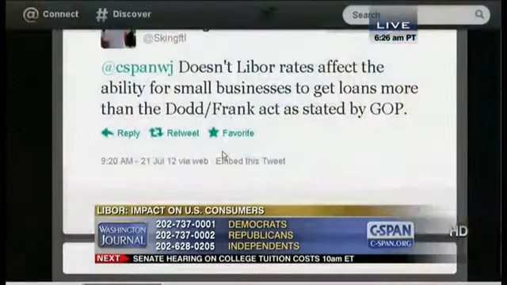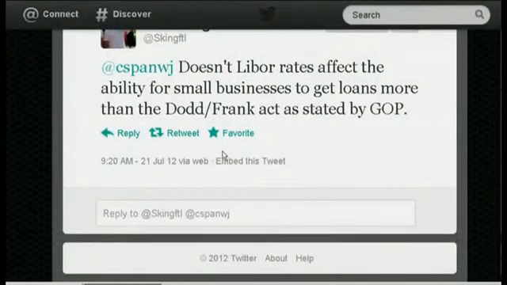Another question on Twitter by Scott King on this idea of what exactly is the LIBOR and what it affects. He asks, doesn't LIBOR rates affect the ability for small businesses to get loans more than the Dodd-Frank Act as stated by the GOP?